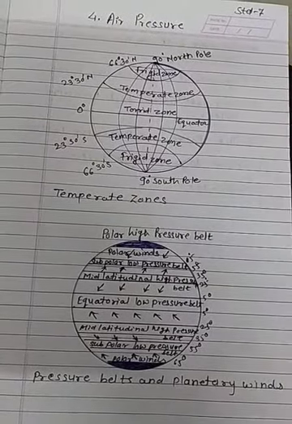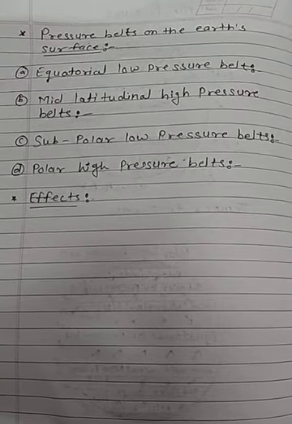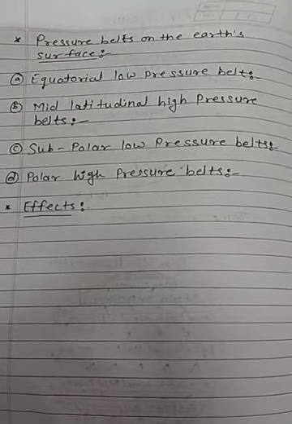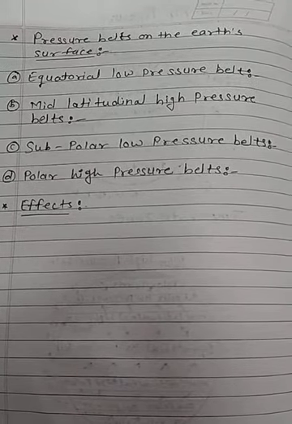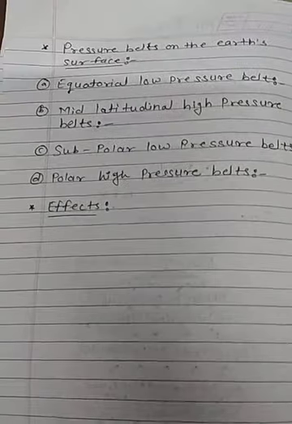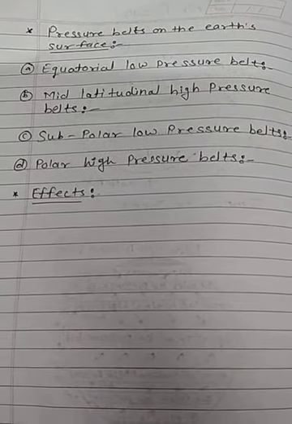Understood? Now the next topic, pressure belts on the earth's surface. The heat received from the sun is uneven in the different regions, hence the distribution of temperature is uneven from the equator to the poles. As a result, the temperature zones are created. We have studied this in the previous classes also.